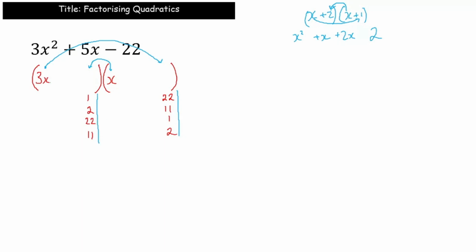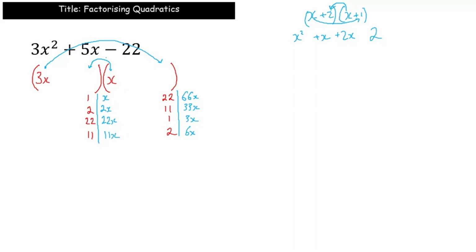So we have basically 3x, so we have to times all of these values by 3, so you get 66x, you get 33x, 3x and 6x, and we just times these by 1. Now you don't have to write the x in, but it's a nice way to start.